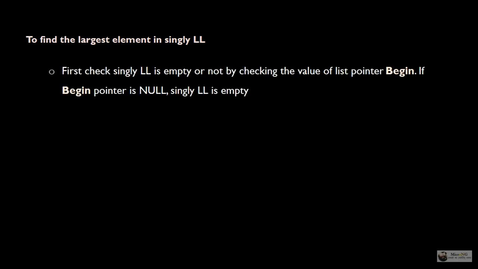Now to find the largest element in a single linked list, first check whether the single linked list is empty or not by checking the value of the list pointer begin. If begin pointer is null, that means the single linked list is empty. If the single linked list is not empty, that means the begin pointer is not null.